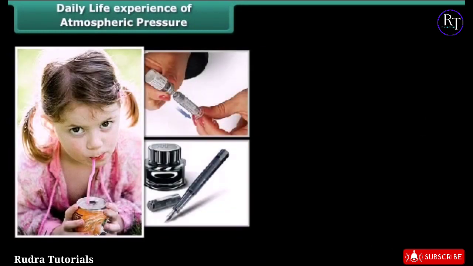Daily life experience of atmospheric pressure. In our day-to-day activities, we experience various instances of atmospheric pressure. Some common examples are sipping cold drink through a straw, dipping the nozzle of the syringe in the liquid, and filling of ink in fountain pens.